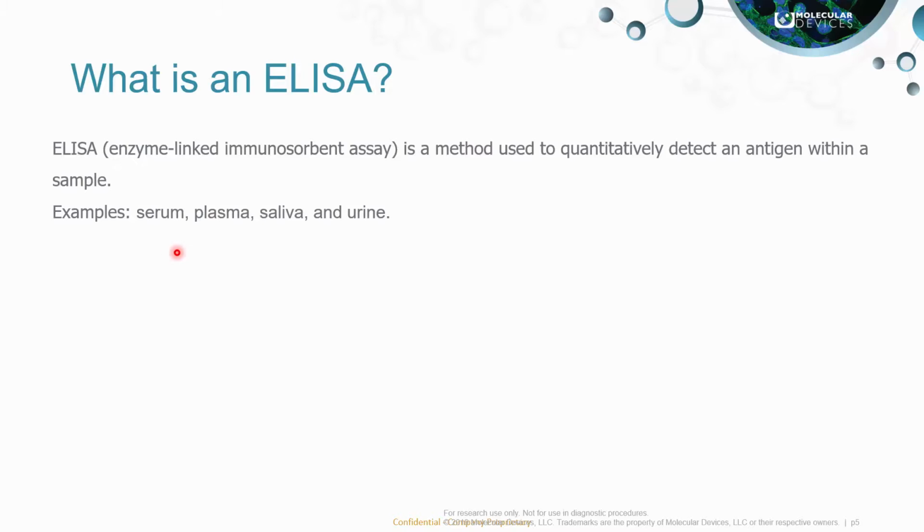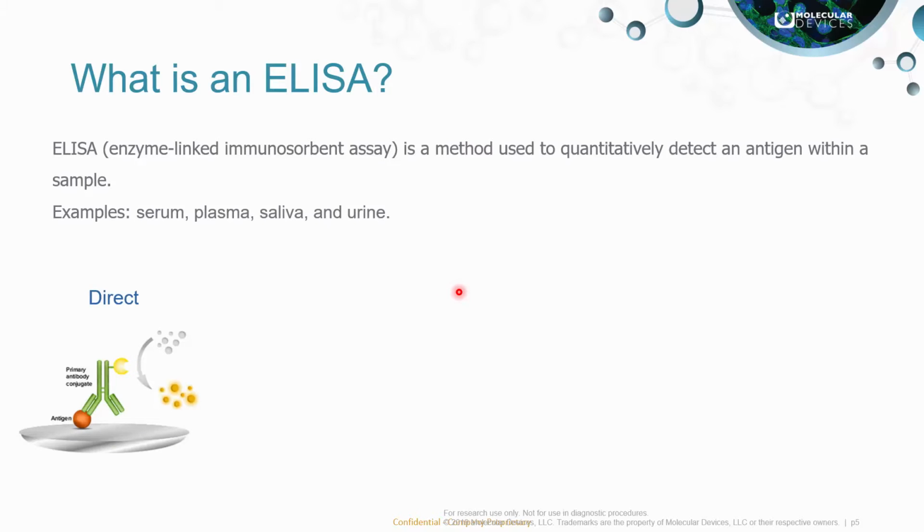ELISAs are a type of immunoassay that are commonly used to quantify levels of a specific target within a sample. Samples include serum, plasma, saliva, which you'll be familiar with from the COVID tests, and also pregnancy tests, where the example here is urine. There are four main types of ELISAs.